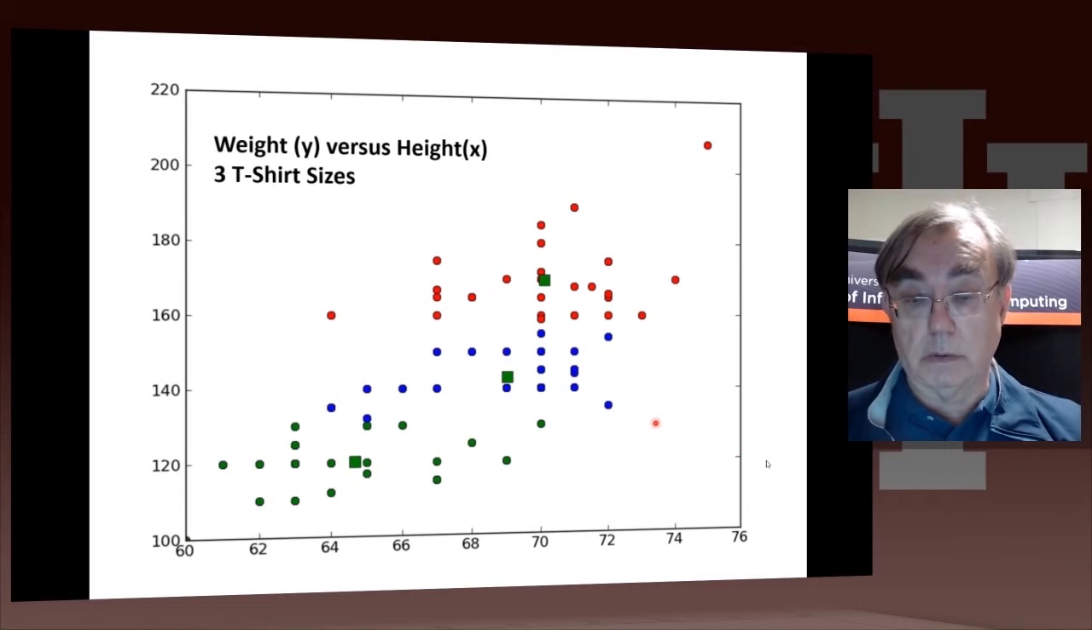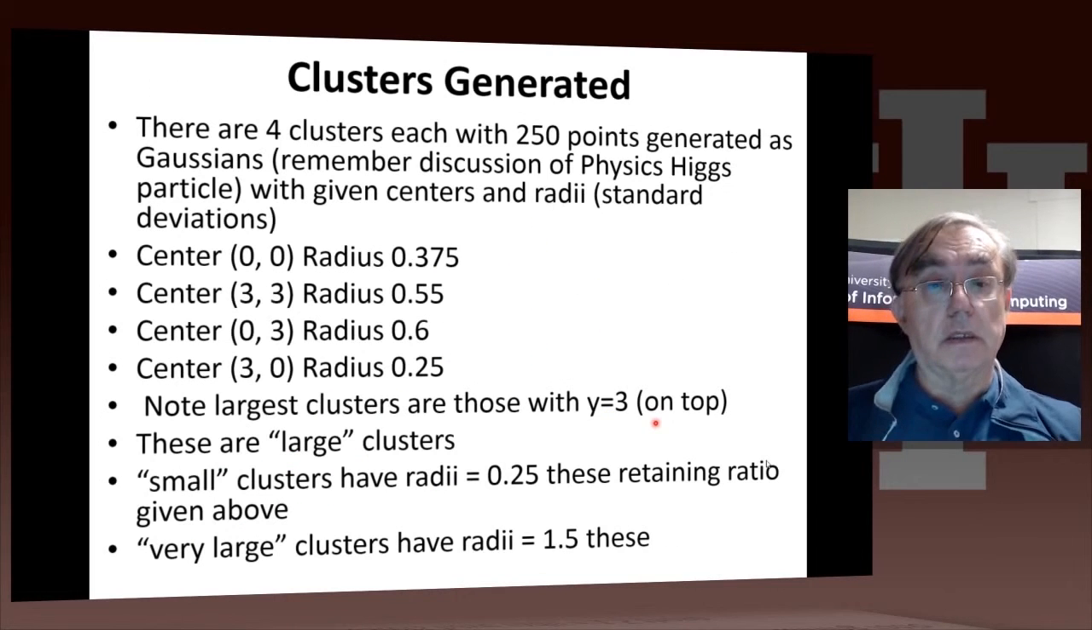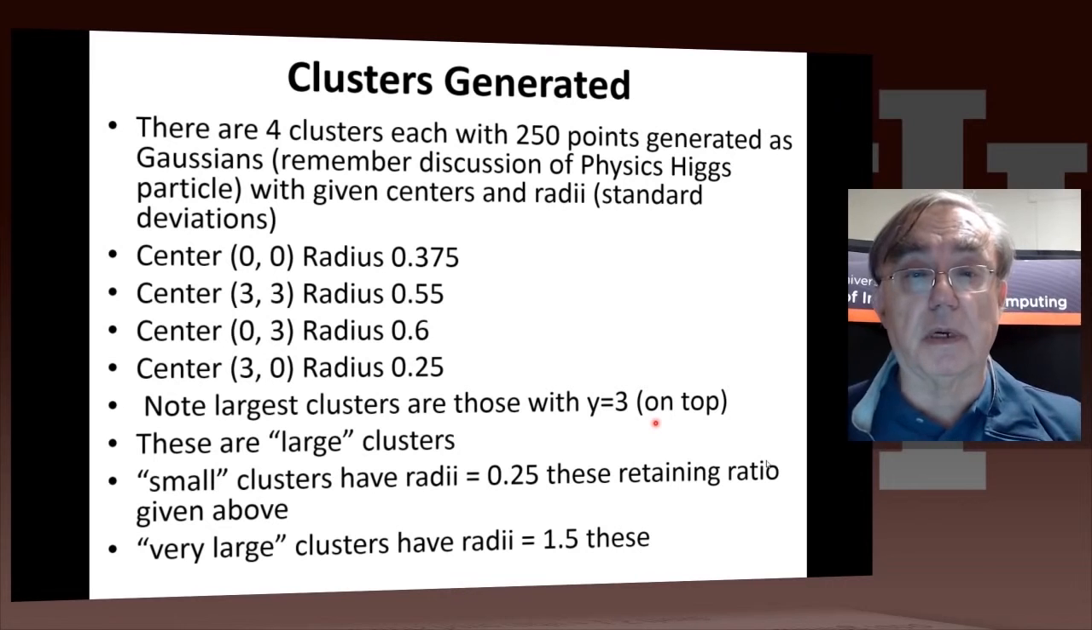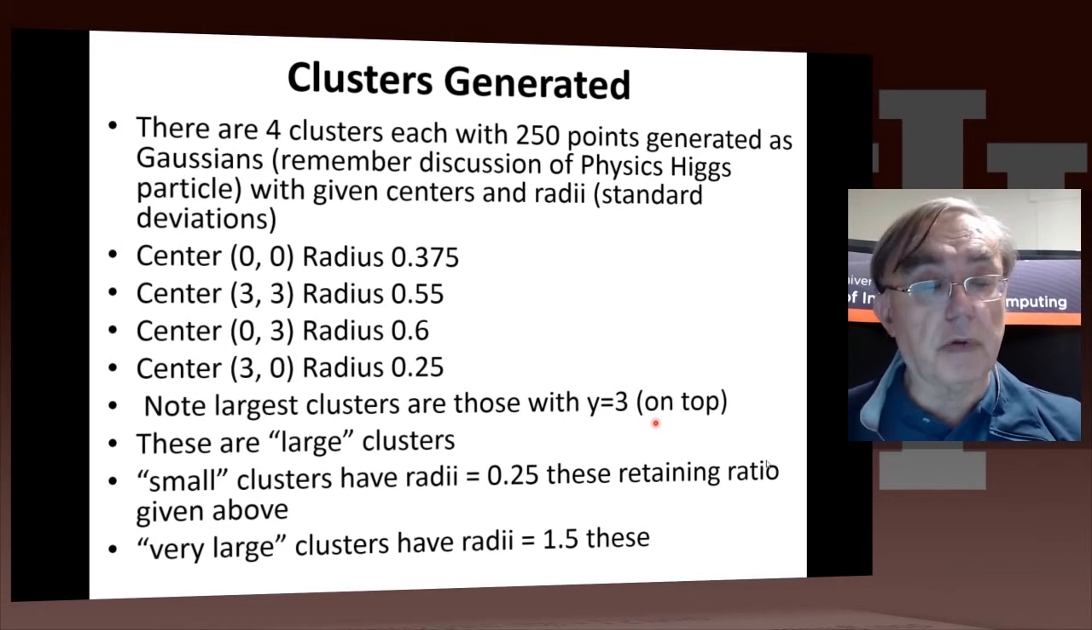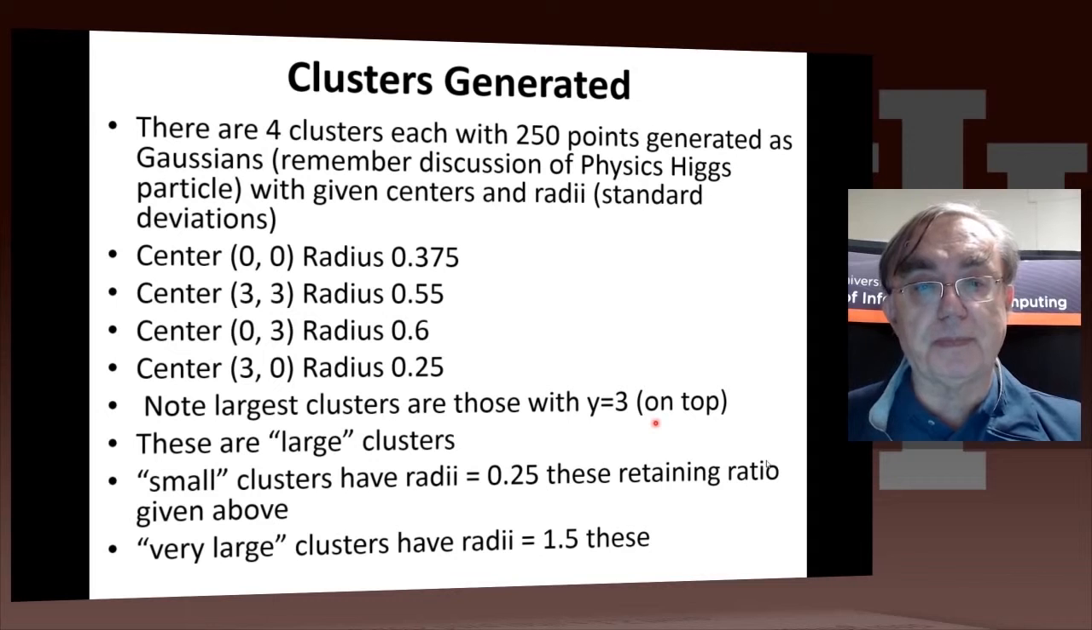Okay, so now we go to the case which is actually a common thing to do when you're clustering. If you're trying to develop a nifty new clustering algorithm, it's good to know the answer. So we generate here 4 clusters. Each of them has 250 points.